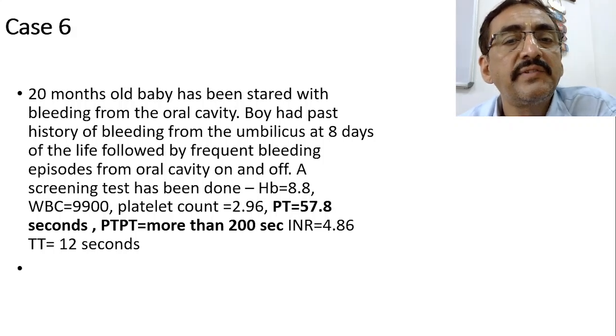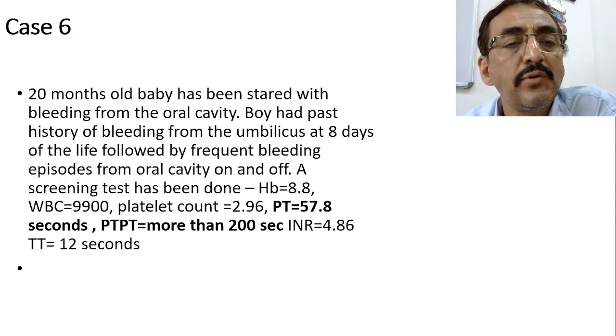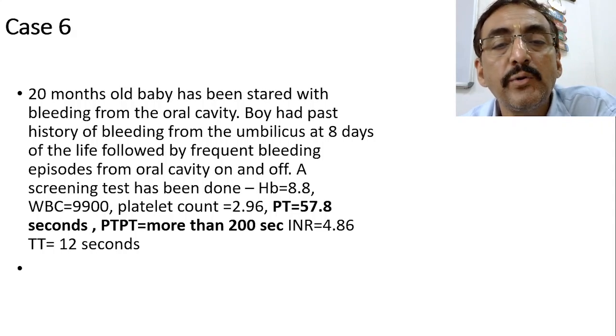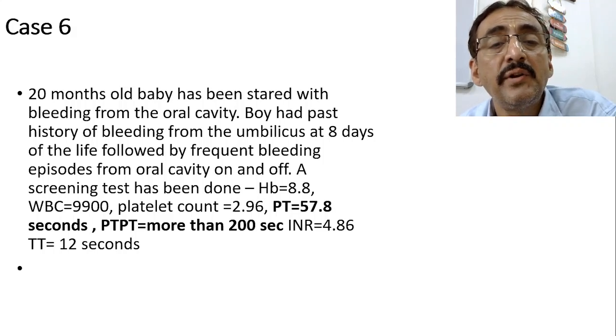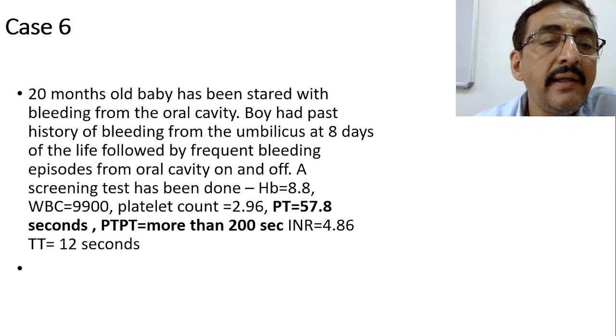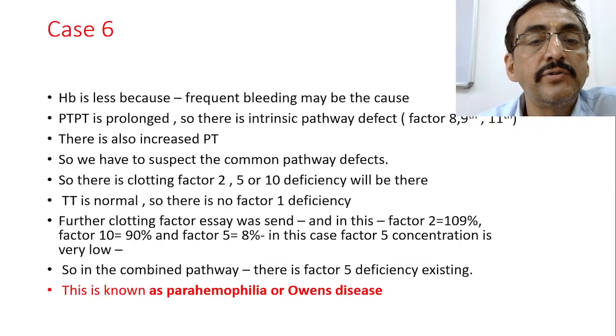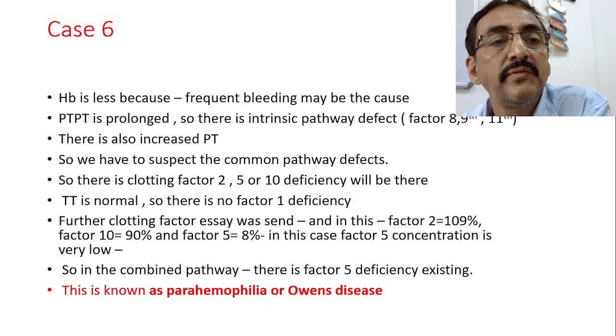Now a screening test was done. Hb is 8.8, slightly reduced. WBC is 9.9. Platelet is 2.96. All the 3 are almost normal. Now prothrombin time, PT, is 57.8 seconds, and APTT is more than 200 seconds. INR is 4.86. TT is 12 seconds. Now PT and APTT both are increased, no doubt. Hb is less because frequent bleeding may be the cause.